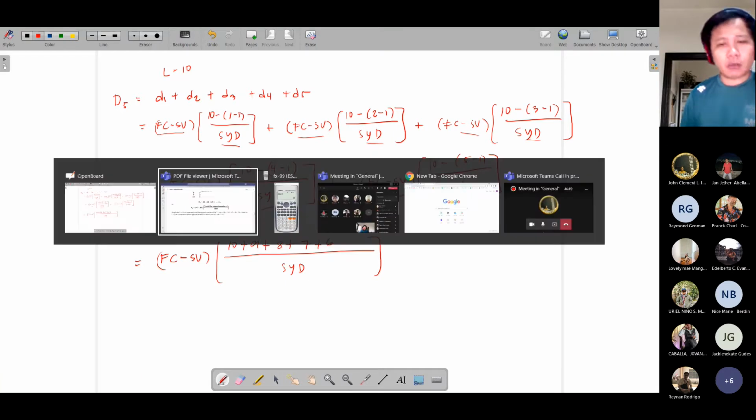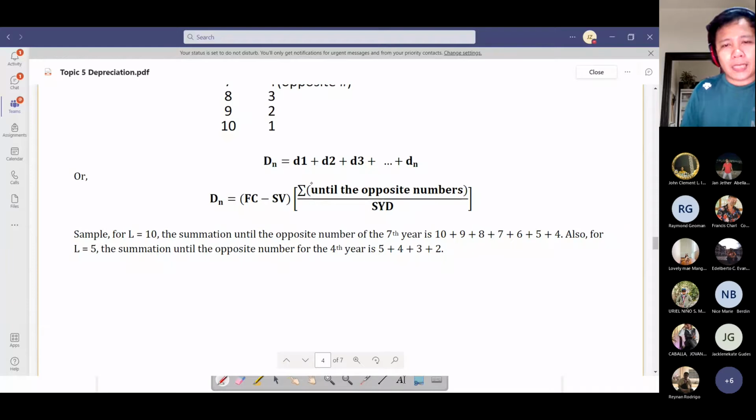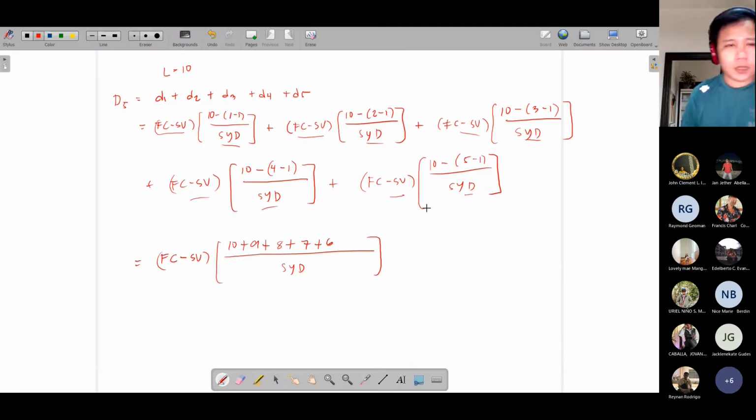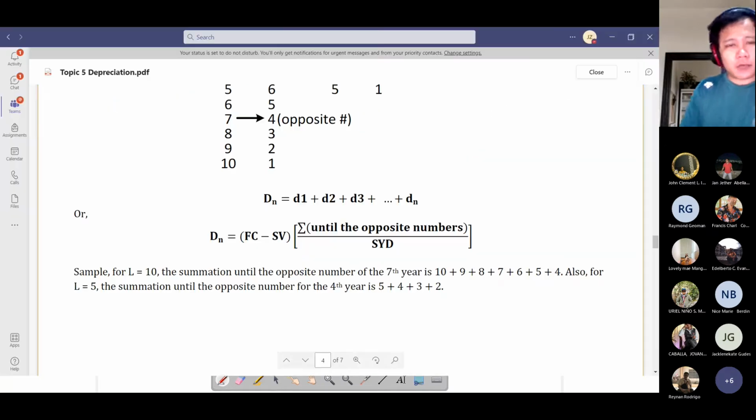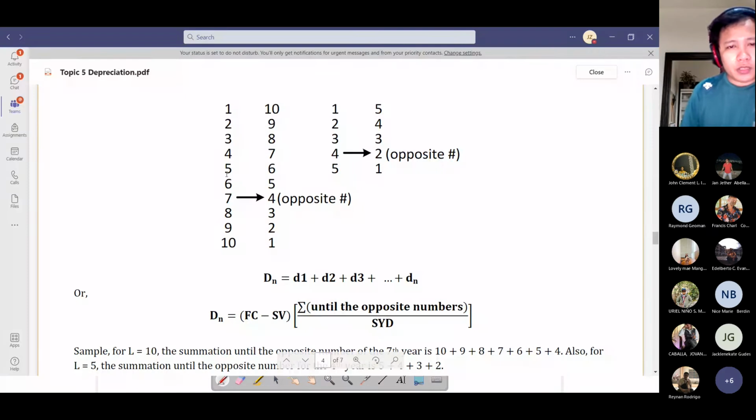Now, the shortcut there will be the summation until the opposite number. What is the summation until the opposite number, sir? If you can recall, for example, we want to solve for the total depreciation until the fifth year. If you look for the opposite number of 5, for example, if you have a life of 10, the opposite number of 5 is 6. Therefore, the shortcut is to sum up until the opposite number, that is, sum up 10 plus 9 plus 8 plus 7 down to 6.